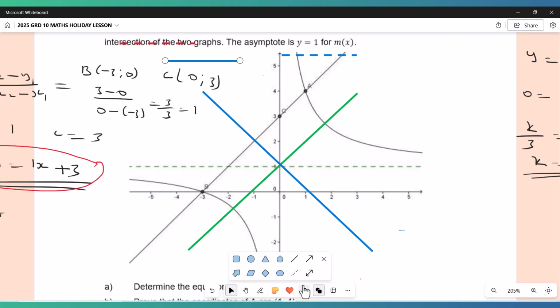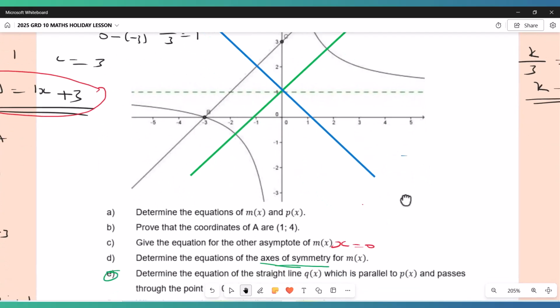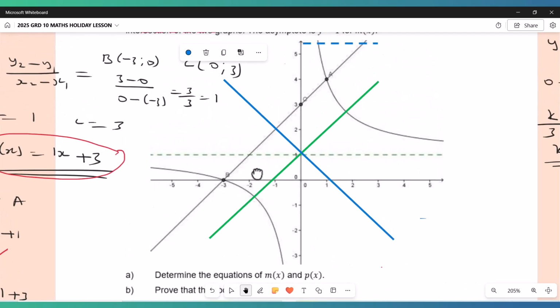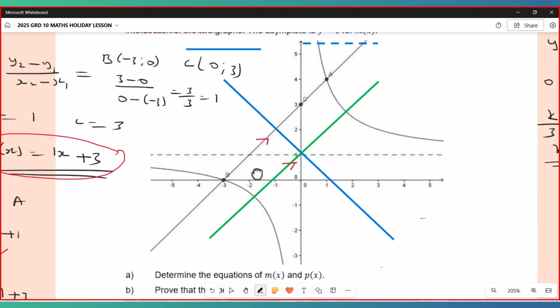Let me check it here. They're saying the line passes through -1, 0, and it's parallel. So actually it could be this one here. Let's find out. This one. So now this line and this other one should have the same gradient, as long as they are parallel.